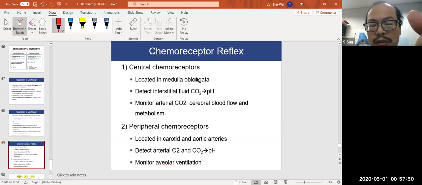So that's the central. The peripheral is located in the carotid body and aortic artery, and this one detects the O2. When the arterial blood has low O2, which is the major trigger, but CO2 can also trigger it, it sends a signal to our brain to increase the ventilation.